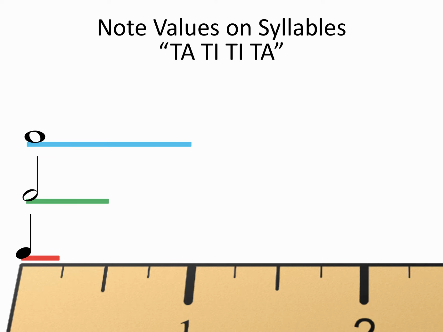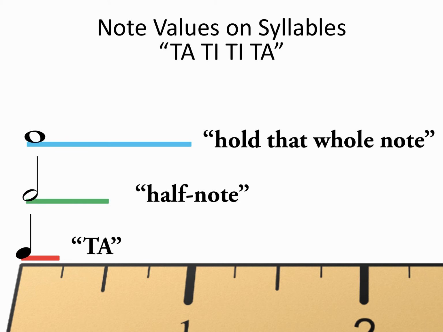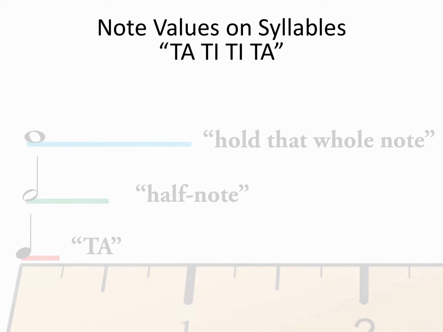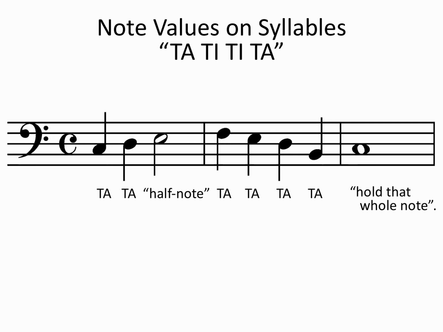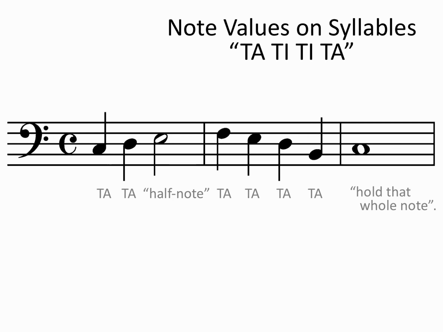Some teachers have students practice singing note values mnemonically. For example, saying ta for quarter notes and half note for half notes, and hold that whole note for whole notes. At SonicFit, we are skipping over this pedagogical step and jumping straight to count singing, where we place the notes in the meter.